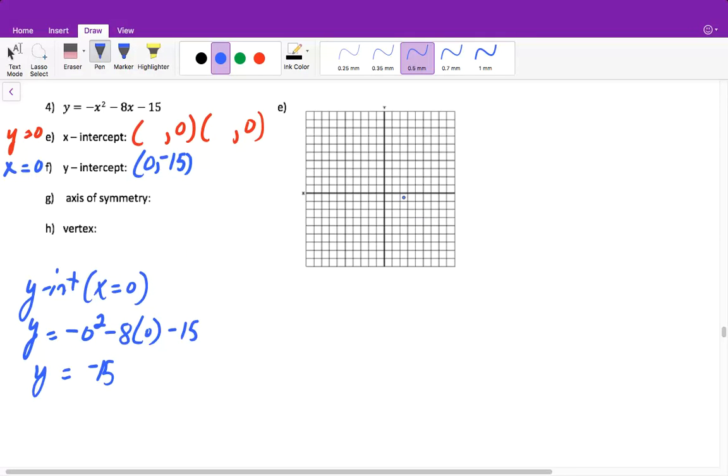All right, I just realized now that I didn't give you a big enough graph, so I'm going to count by twos. So this would be 2, 4, 6, 8, 10, 12, 14. So 15 will be directly in the half, right in the middle. All right, so that is my y-intercept.